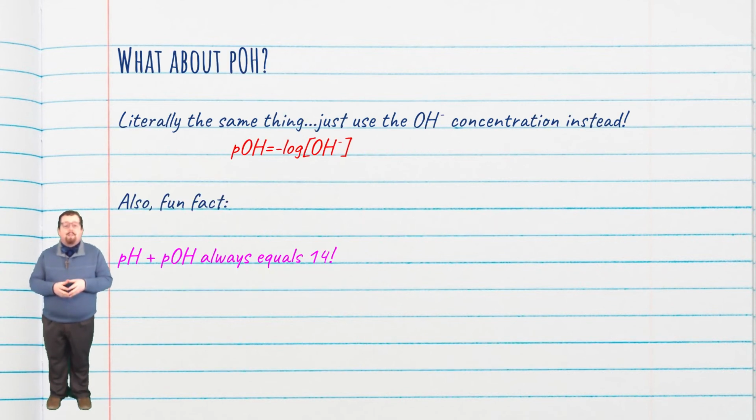We sometimes also refer to pOH. This is the same calculation as pH, except we use the hydroxide concentration instead of the hydronium concentration. This one isn't quite as useful in the grand scheme of things, but pH plus pOH always equals 14. So if you can find one, you can find the other, and that might come in handy.